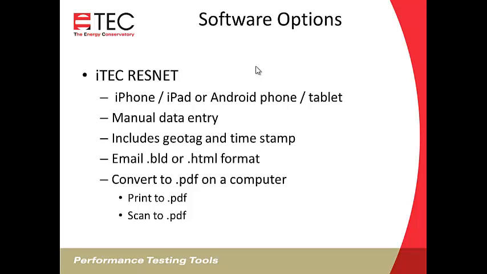Or if you're more familiar, you open the email that you just sent to your computer, and if you've got an Android, it'll usually come across as an attachment. So the data will be on one attachment, the picture will be on another. Most iPads and iPhones will come across where the information is embedded in the email, in the body of the email, and you can just print that to a PDF, or you can open the documents and scan them to a PDF if that's something you're more familiar with. If you want it in a PDF format, those are some options.